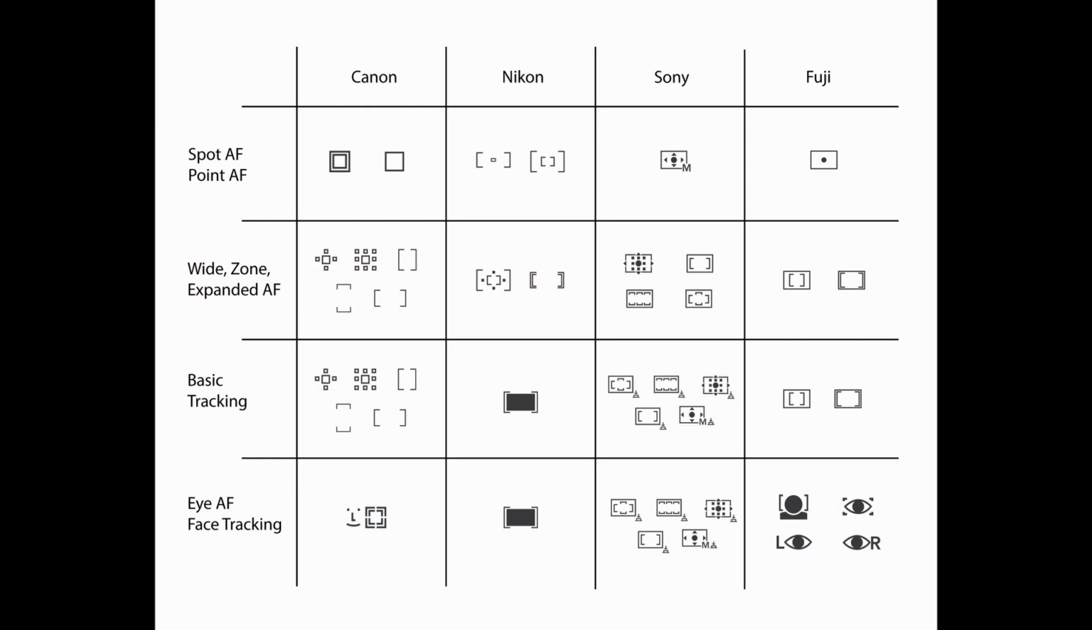Here is a list of 4 popular camera manufacturers. Here are their different autofocus area mode symbols. I've organized each into a group according to how they function. Feel free to take a screenshot or download a document containing this info for free. The link can be found in the description for this video.